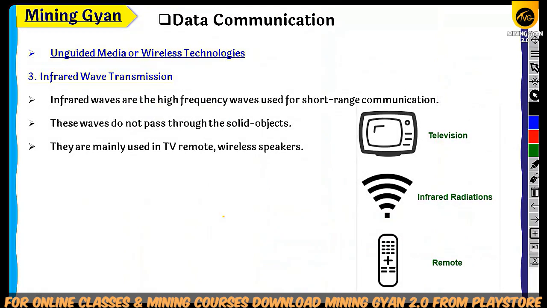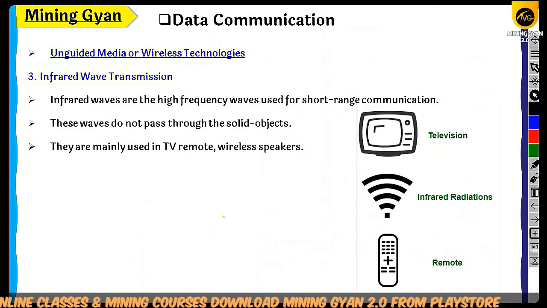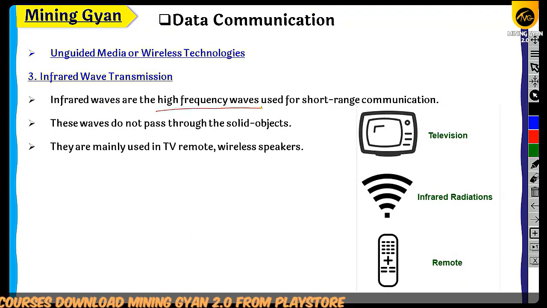The last one is infrared wave transmission. Basically the best example of infrared wave transmission is the remote and television. You can use the remote to operate the television. The signal used in that communication for controlling the television is infrared waves. Infrared waves are high frequency waves used for short range communication. That's why these are used in remote and television communication. These waves do not pass through solid objects.